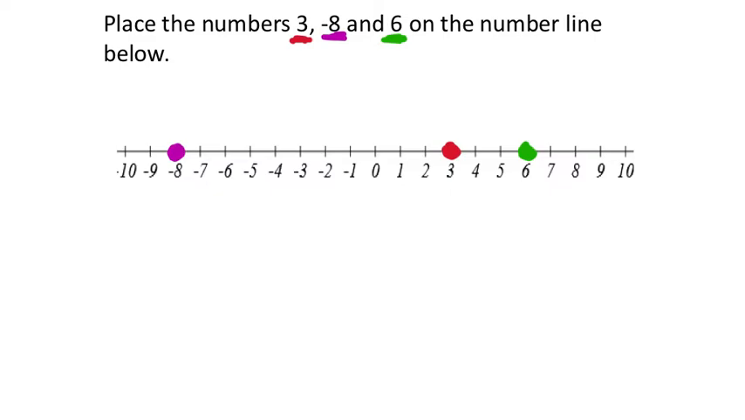That's all. But again, just to skip a little bit ahead here, if it says, list these numbers from least to greatest, you do negative 8, 3, and 6. Least to greatest because negative 8 is farthest to the left, and then you move to the right on the number line for least to greatest.